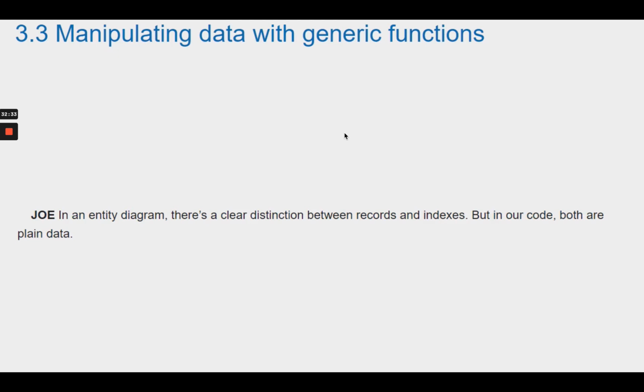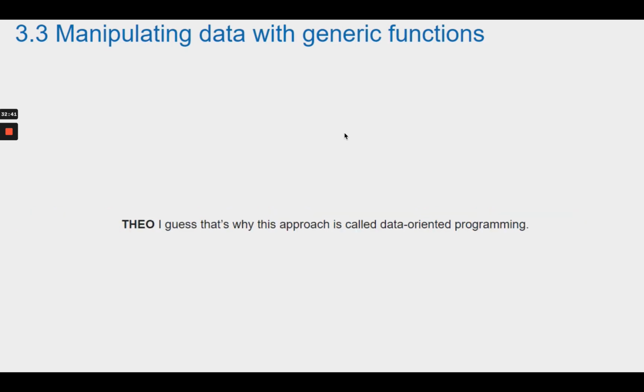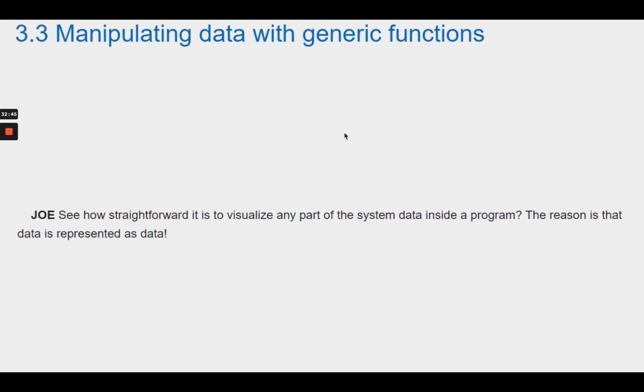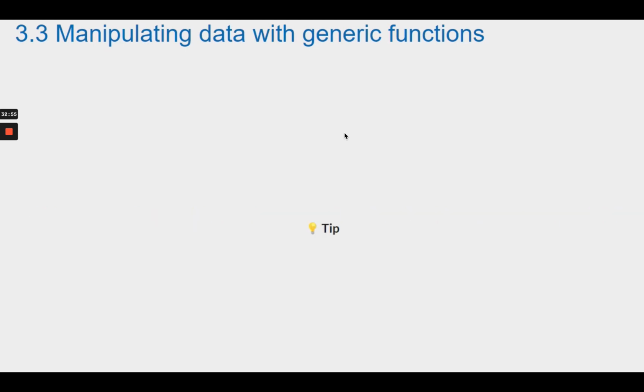Joe: In an entity diagram, there's a clear distinction between records and indexes. But in our code, both are plain data. Theo: I guess that's why this approach is called data-oriented programming. Joe: See how straightforward it is to visualize any part of the system data inside a program? The reason is that data is represented as data. Tip: in DOP, data is represented as data.